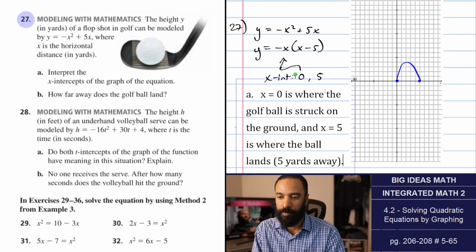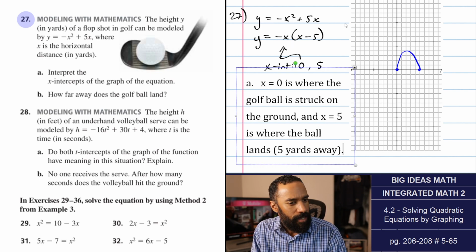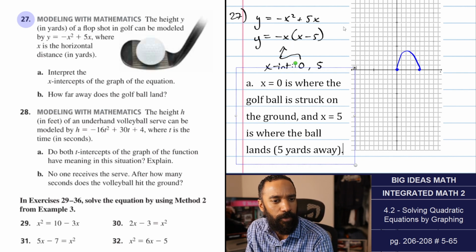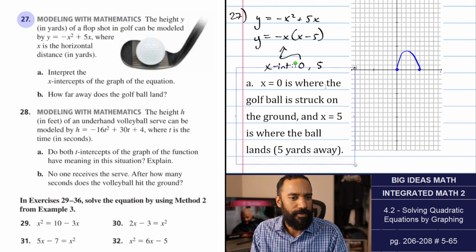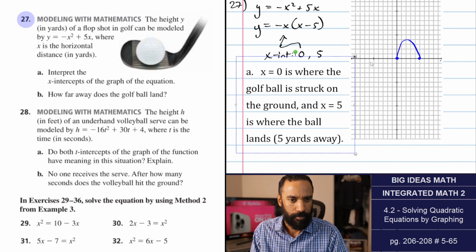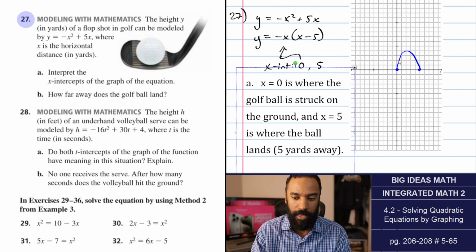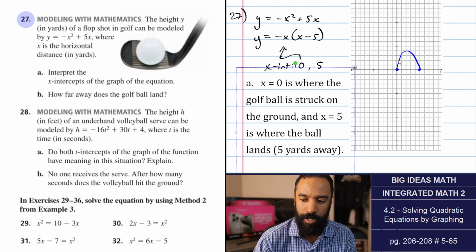That's what I'm seeing. Part B, they say, how far away does the golf ball land? Well, we just answered that. The golf ball lands 5 yards away. That's kind of all I can say.